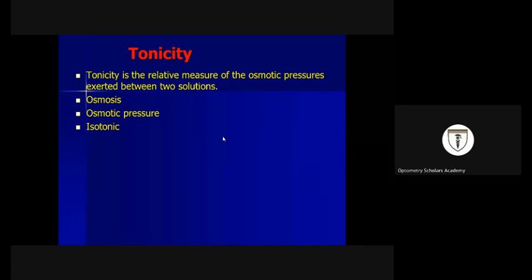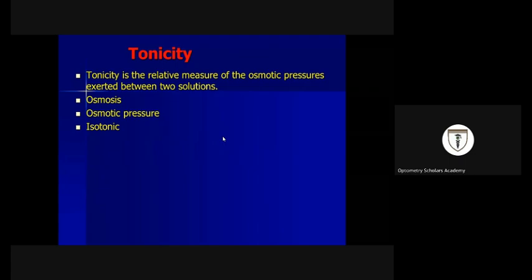So some drugs have a tonicity, and this tonicity affects the availability of the drug in the body. That's why I'm explaining this tonicity. This tonicity brings about osmosis. We know that osmosis is the movement of a solution from the region of higher concentration to the region of lower concentration, and what controls this movement is the osmotic pressure.